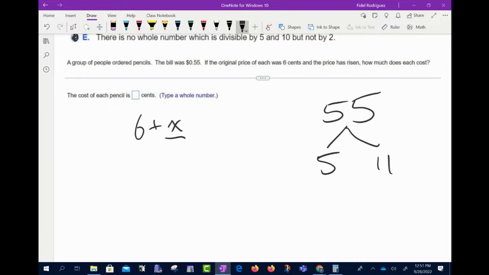It says the original price was 6 cents and it went up. So number 1, I couldn't say it cost 5 cents because it used to cost 6 and it went up. How much did it go up to? It went up to 11 cents, right? And that's all I would do really to figure out that problem. Okay.